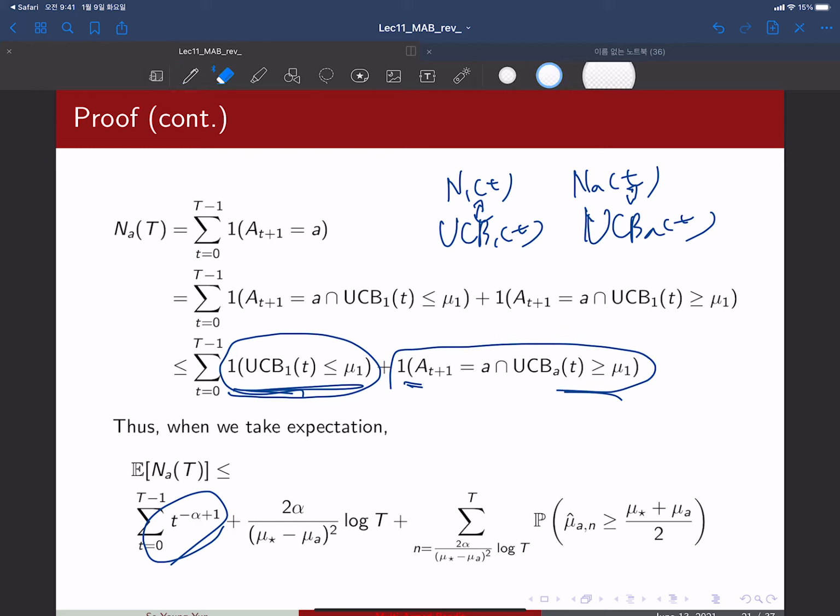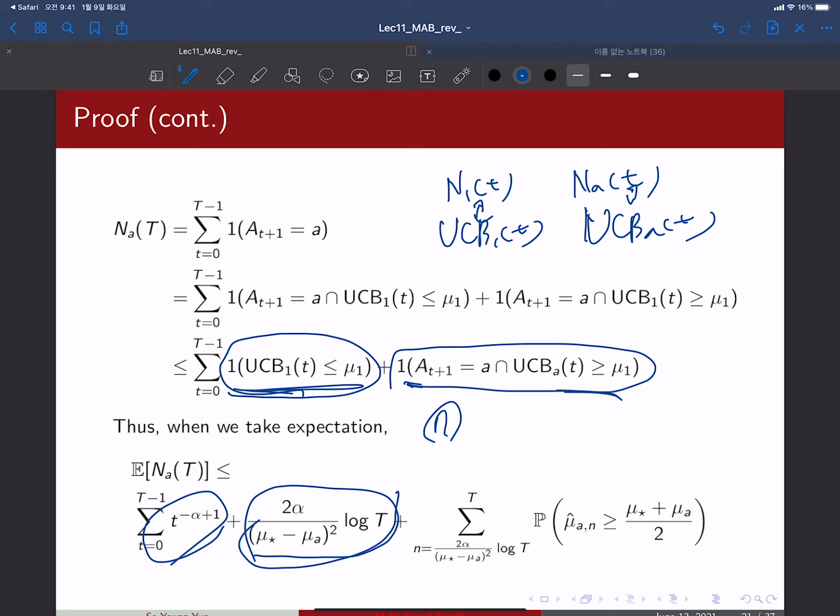Still, it is not easy to analyze this, but first, what we do, first assume that n is greater than this. Just let's assume we already have this amount of random observations, and then as before, write down every sequence and see the independent observations.